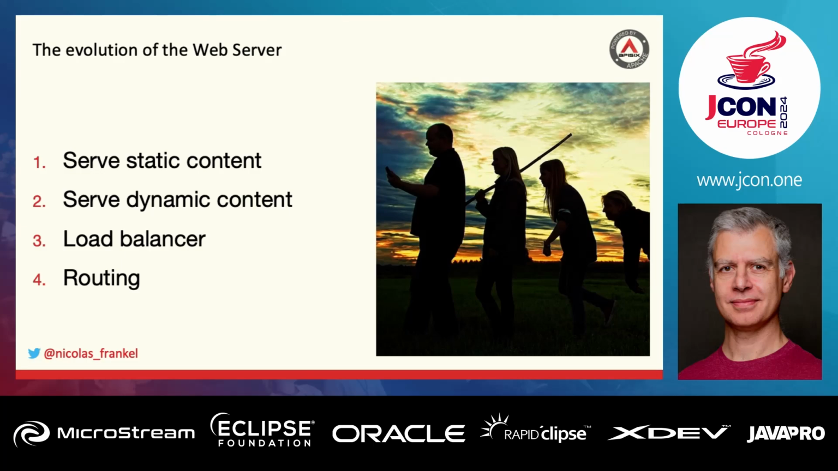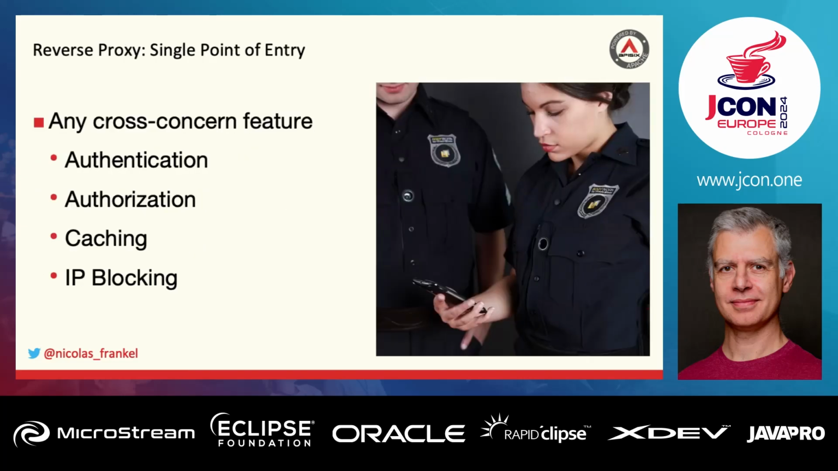It served static content, then dynamic content, then load balancing, then routing. And those last two points, it's not web serving anymore. We used a real reverse proxy. The web server became a reverse proxy. Because once, as an architect, you have this kind of architecture, then it's very easy to push onto the single entry point a lot of cross-cutting concerns. Rate limiting, IP blocking, whatever.